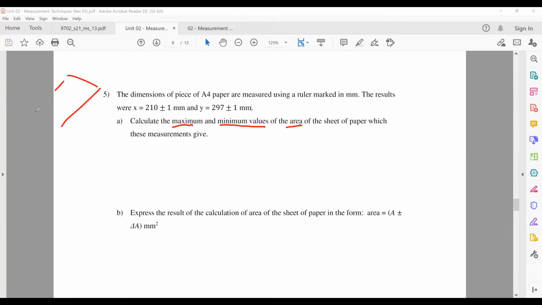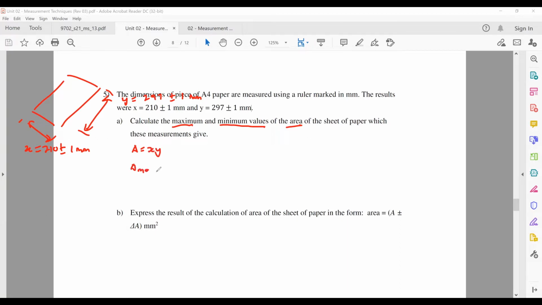So you have a paper right now whose values were like this. This one is giving you X equals 210 plus minus 1 millimeter, and then Y equals 297 plus minus 1 millimeter. They're asking you to just find out the maximum and minimum areas of the sheet of paper. I know area is XY.